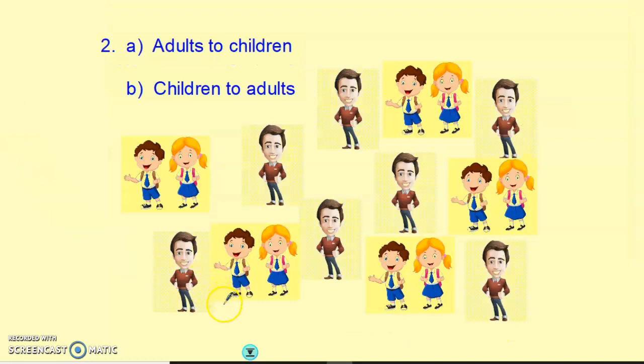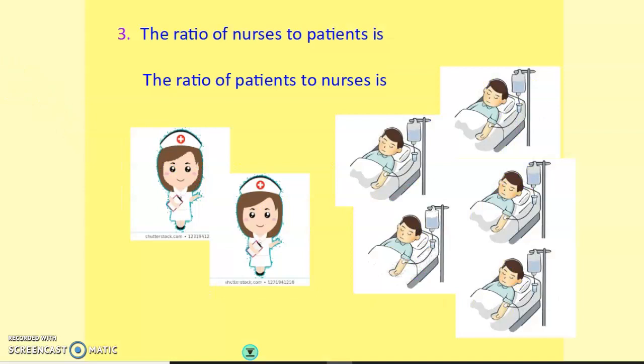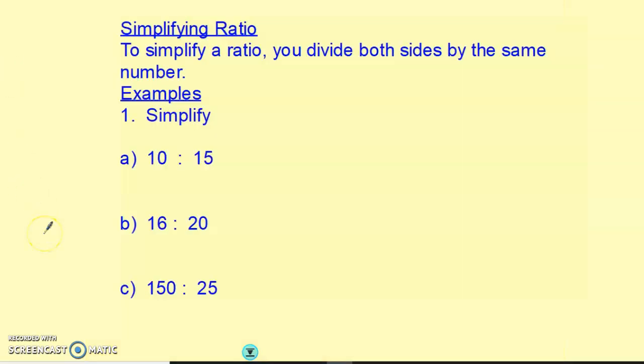Do another one. Adults to children. So it's 1, 2, 3, 4, 5, 6, 7 adults. And there's 2, 4, 6, 8, 10 children. So children to adults, 10 to 7. One more, nurses to patients, it's 2 nurses to 5 patients, so patients to nurses, 5 to 2.